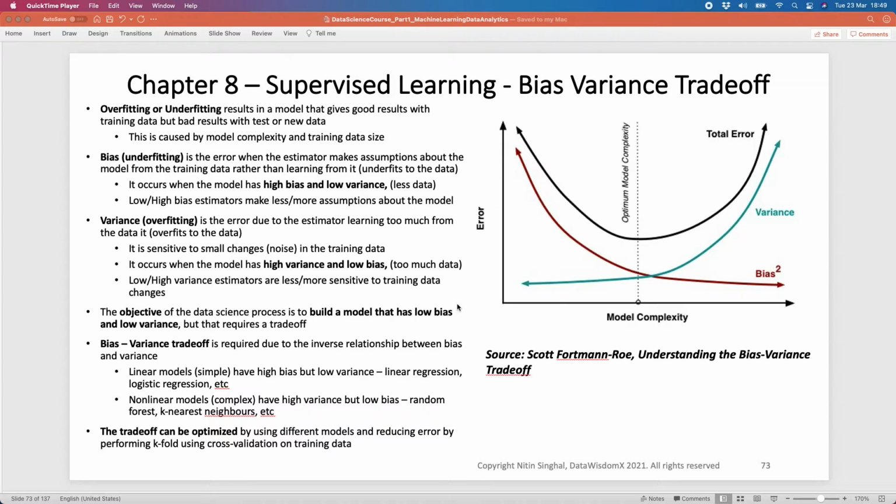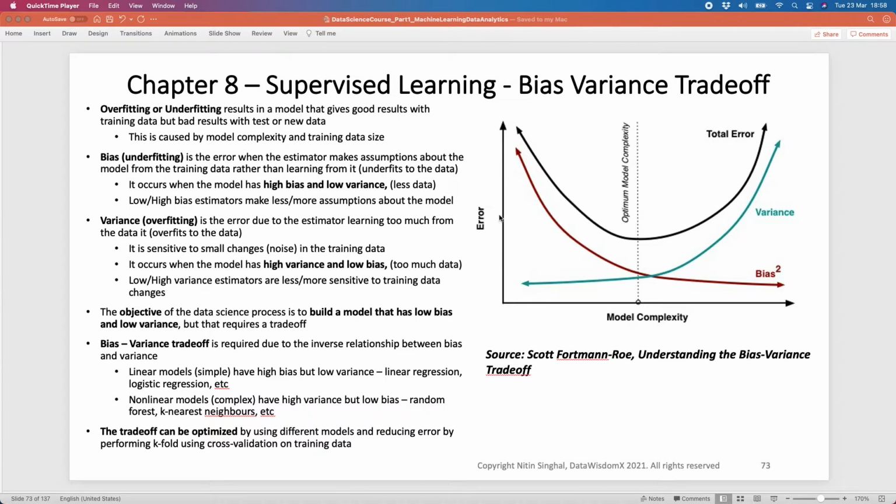So there's a very useful and good research paper which is published by Scott Fortman Roe. You can search it online, it's very easy to find. And there they explained the bias variance trade-off, and it can be shown here nicely in the form of a graph. And it shows the inverse relationship between bias and variance. So as the model's complexity increases, your variance increases and your bias reduces. And vice versa, as the complexity reduces, your variance reduces, but your bias increases.